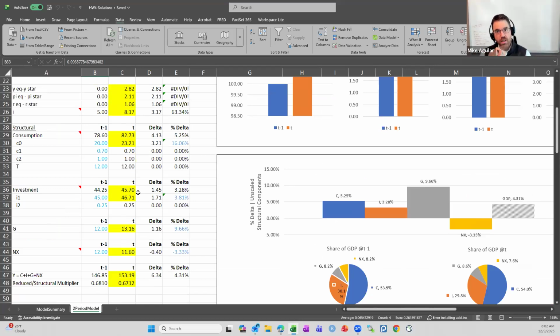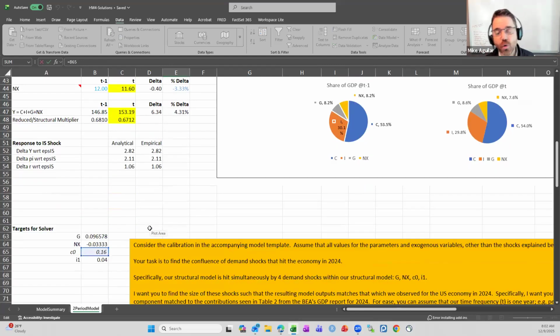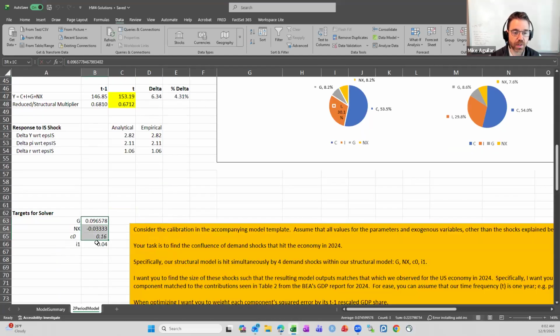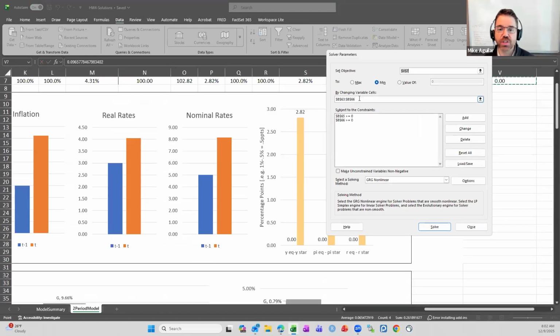When you're using that solver, the variables that you're changing have to be contiguous, up or down. They have to be close to one another. I want to change C0, I1, G, and X. They are not contiguous. And in fact, let me click on one of these. Where does that go? That goes down here. So all I did was make a link between them, and then I use these as the variables that I'm going to change. Every time you change one of these, it changes the structural values. All right, so that's why the changing variable cells are B63 to B66.